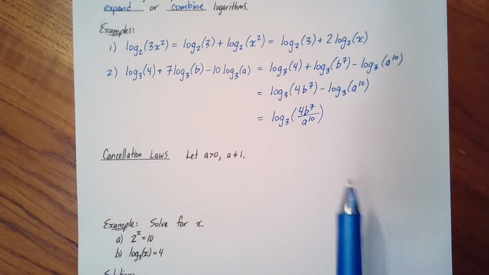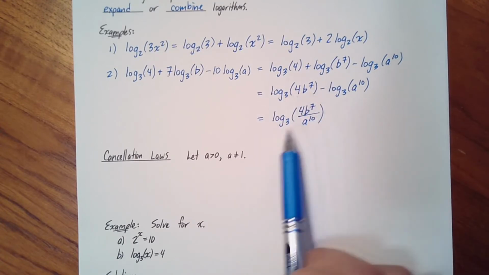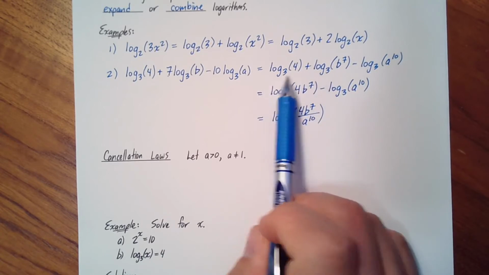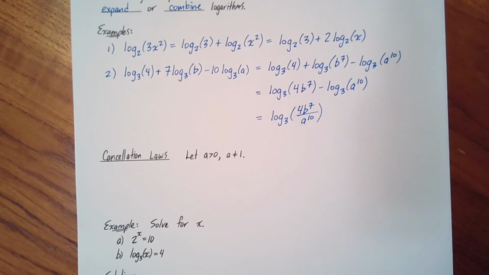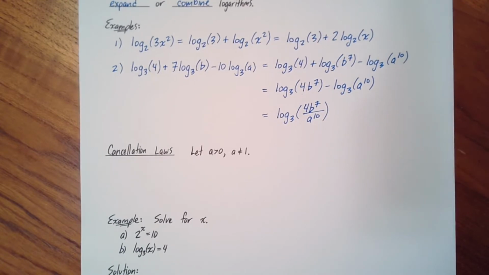And every single property that we used over here, so going from here to here, and then going from here to here, they both depended on the fact that the log base is matched up. If this is log base 3 and this is log base 4, we would not have been able to combine it into a single log like this. The bases have to match up. Okay, so that's just a couple of examples.